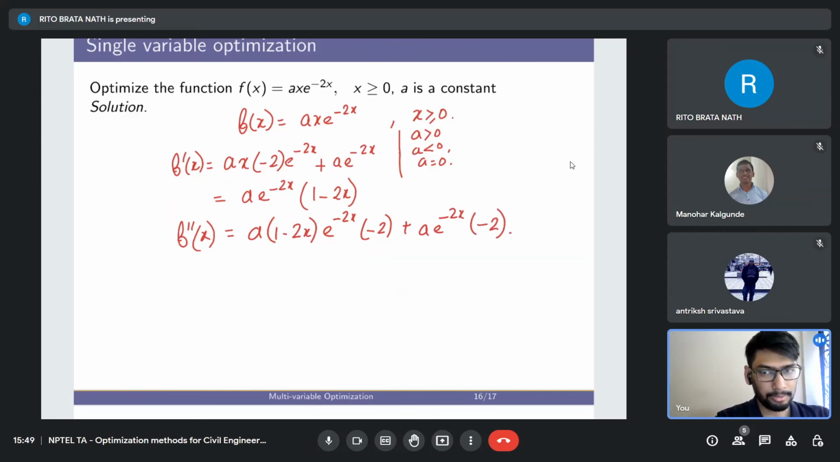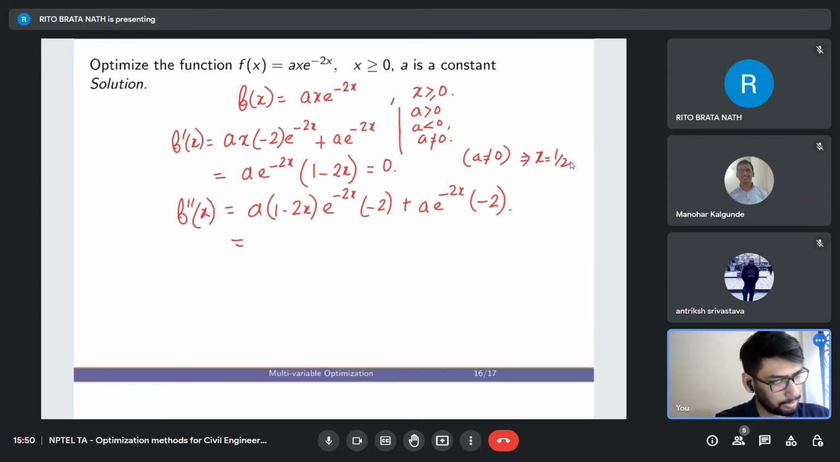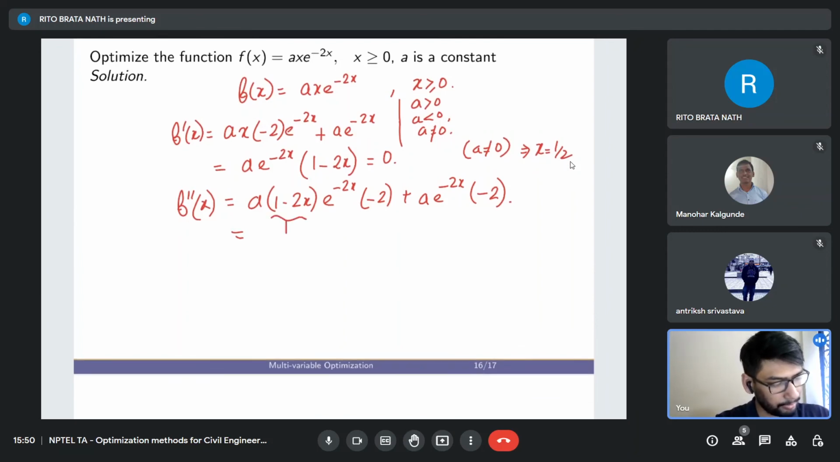In order to optimize this function, the first derivative has to vanish. Suppose a is not equal to 0 here, because if a is 0, then this function becomes 0 itself, so that doesn't make any sense. Since e to the power minus 2x can never be 0, we are left with x equals half. If you plug it in here, this part will vanish, this will be 0, and you will be left with minus 2a e to the power minus 1.